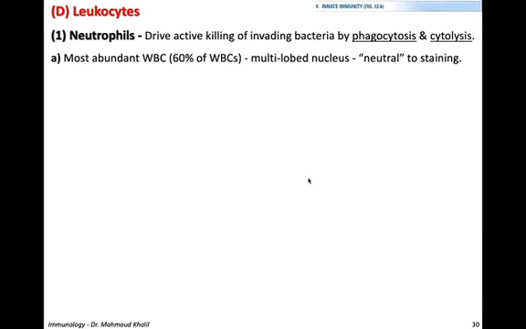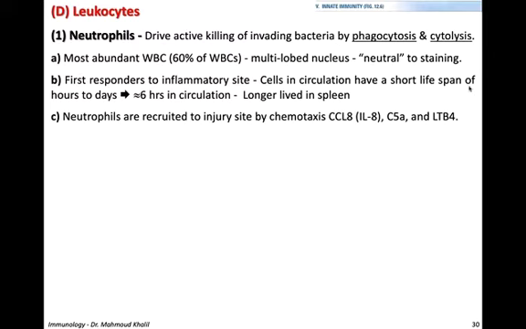So for the fourth subtopic, we'll talk first about the neutrophils. So here we'll have all the info that is related to the neutrophils. They drive active killing of invading bacteria by either phagocytosis or even cytolysis. It is the most abundant white blood cell, representing almost 60% of white blood cells. They have a multi-lobed nucleus, and they got the name because they are neutral to staining. These are the first responders to an inflammatory site, and cells which occur in circulation have a very short lifespan, hours to days, and the average is 6 hours in circulation.